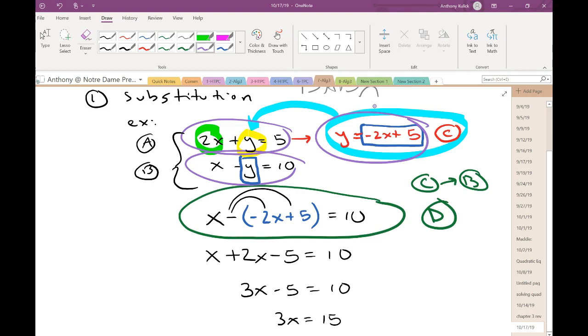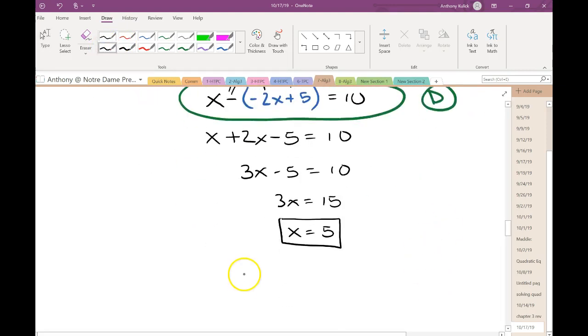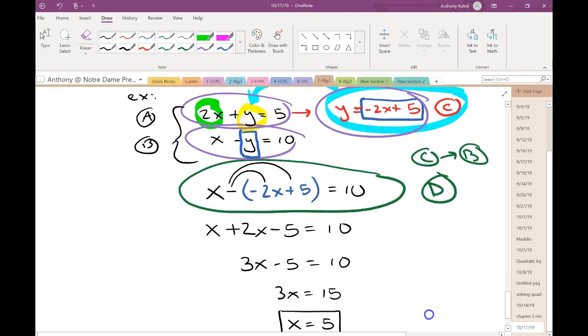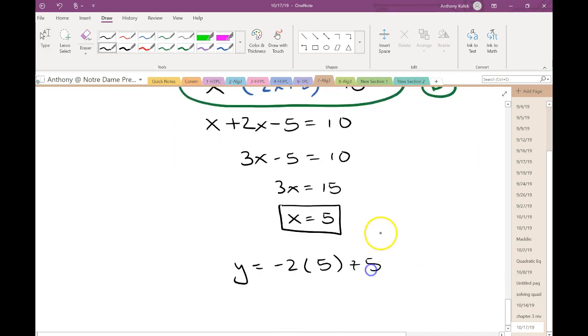Why is equation C going to be slightly easier than the other two? The y's already by itself, right? There's just a little bit less algebra to deal with. Is it wrong to plug it into one of the other ones? No way! It'll be just fine. I'm just trying to make my life easier.